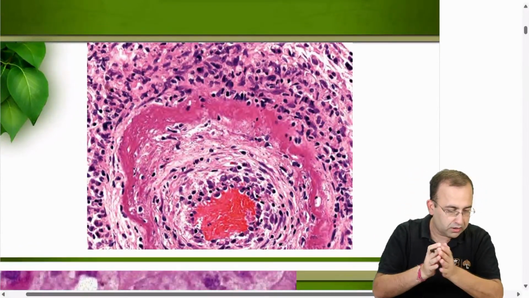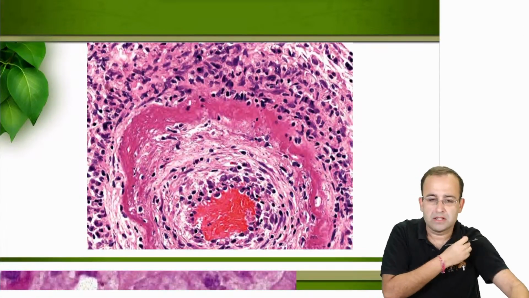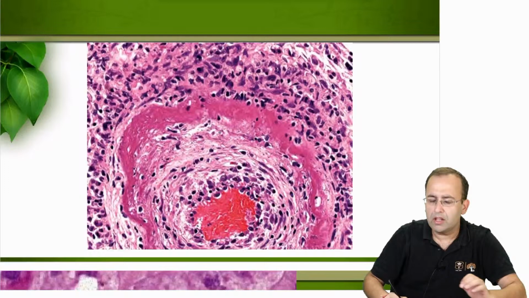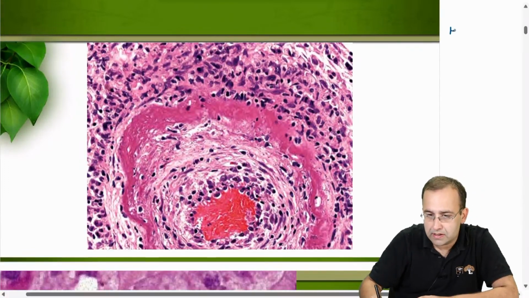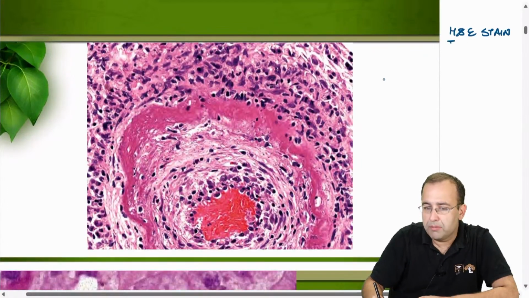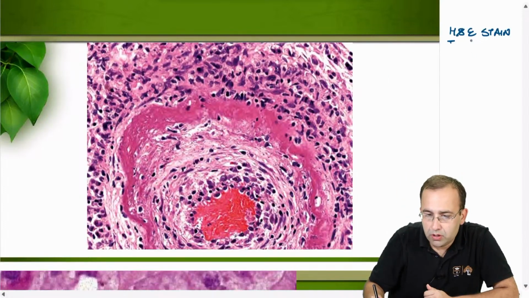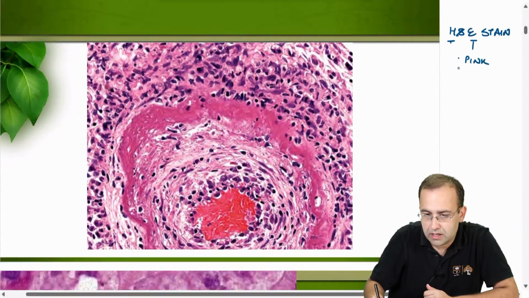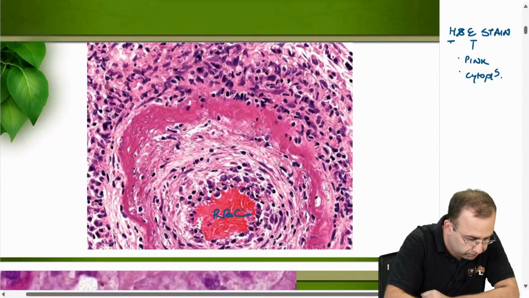So let us start with our first image. Diagnosis. Keep on telling me the answers. What do we see here? The minute I see this, I know it is pink and blue, that is, it is H&E stain. Hematoxylin and eosin stain. Hematoxylin is blue and it stains the nucleus. Eosin is pink and it stains cytoplasm. This is H&E stain, showing the presence of RBCs in the lumen.